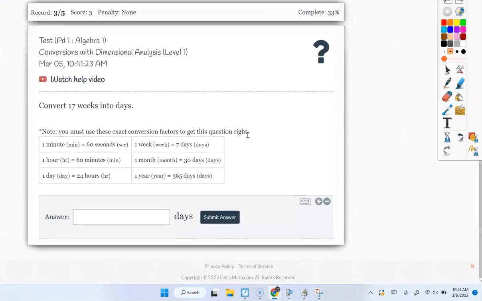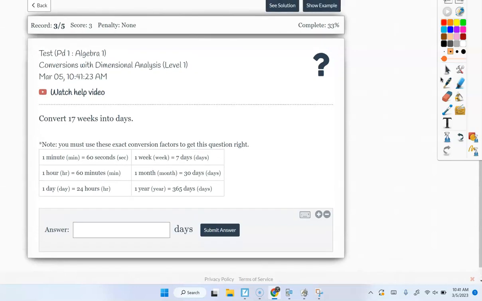Let's see, do these get any harder? Nope, weeks into days. So I have 17 weeks. I want to times that by something that has weeks in the bottom and days in the top. I know that 1 week is 7 days, so this is 17 times 7, or 119.